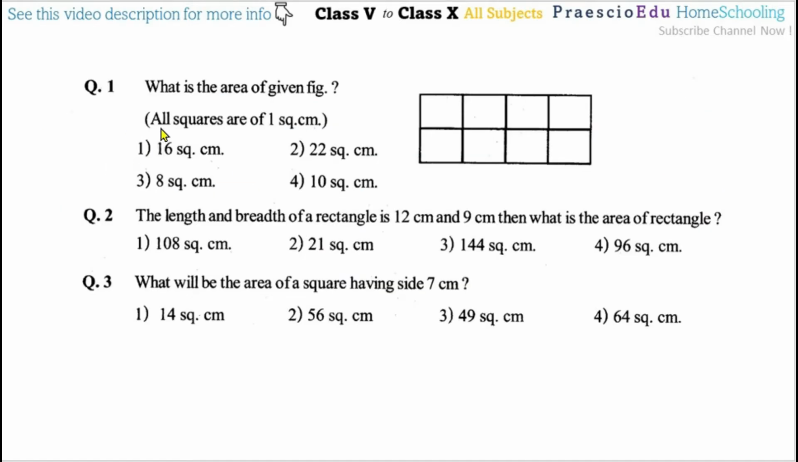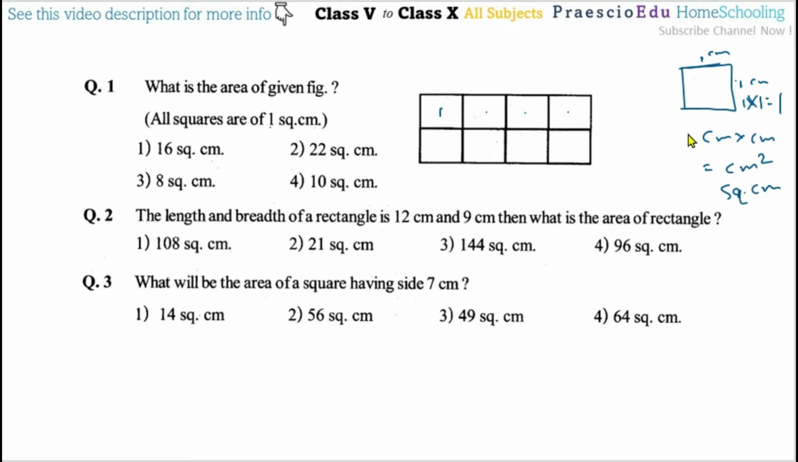Question number 1: what is the area of the given figure? In this figure, all the squares are of 1 square centimeter. Each of these squares is 1 square centimeter. 1 square centimeter means, suppose this is 1 by 1, 1 is a side here and this is another side. So 1 multiplied by 1 equals 1. This is a centimeter and this is also a centimeter, so centimeter multiplied by centimeter equals centimeter square, or square centimeter.